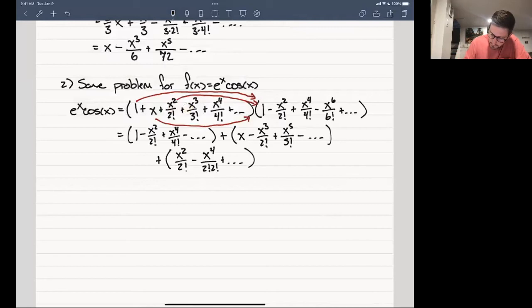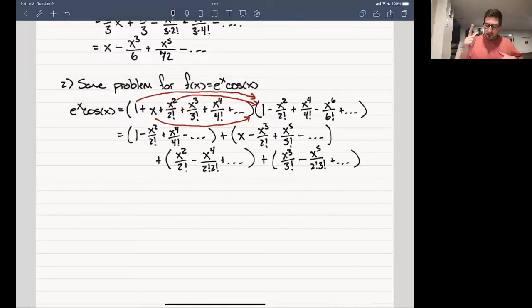I can multiply in the x cubed over 3 factorial here. So I get x cubed over 3 factorial minus x to the 5 over 2 factorial times 3 factorial, blah, blah, blah. Everything after that is too big. Again, I just want to expand up to the 4th order.